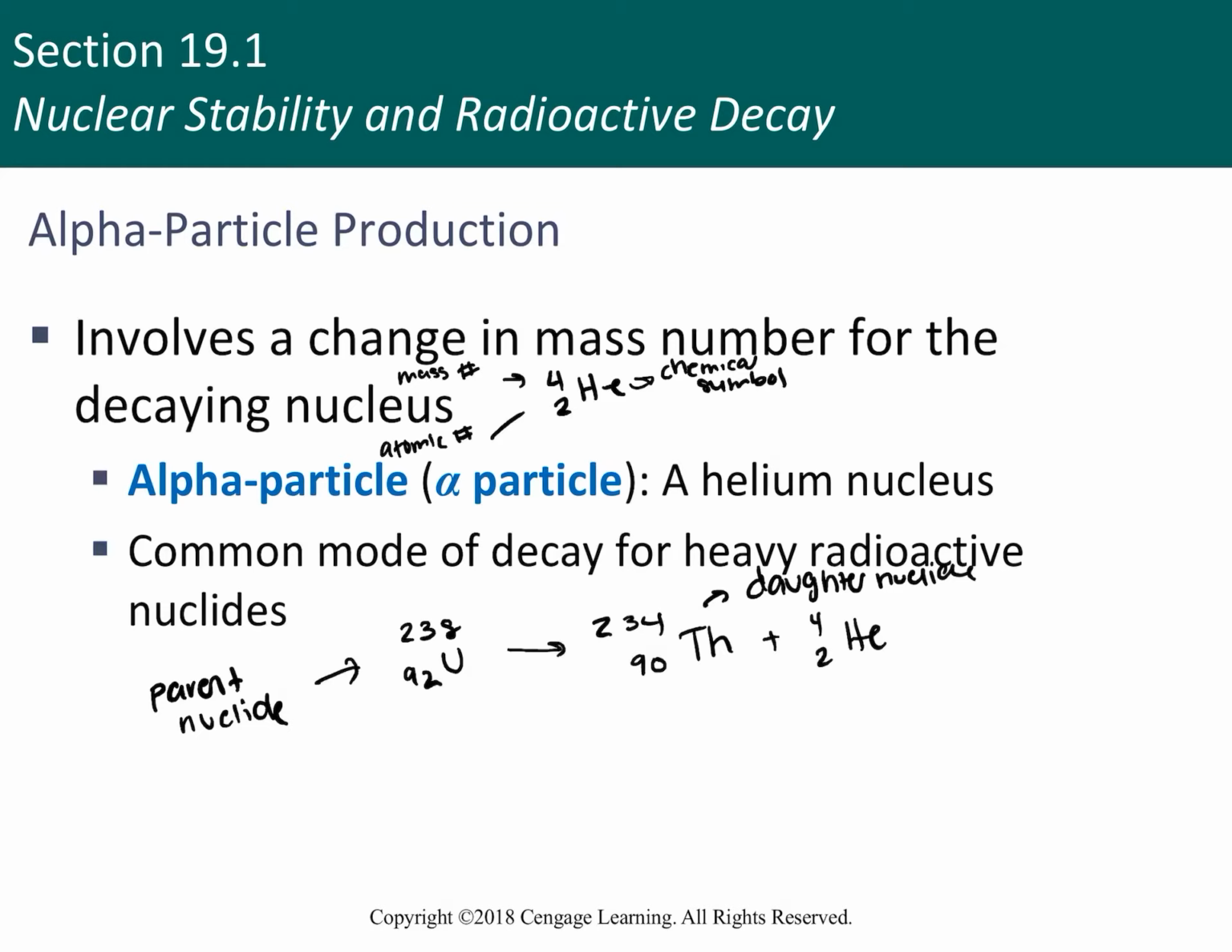Now, another alpha particle producer could be thorium. If we had thorium 230 with atomic number 90, take a moment to complete this alpha decay equation on your own.